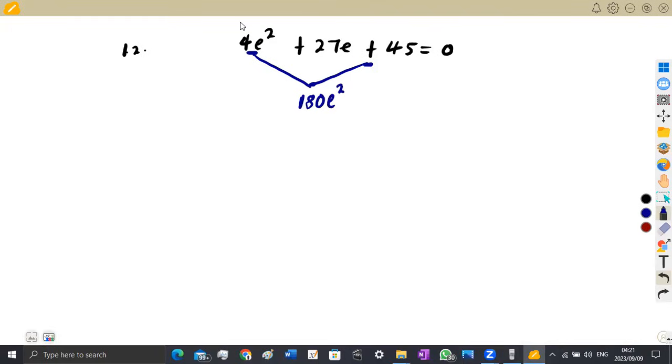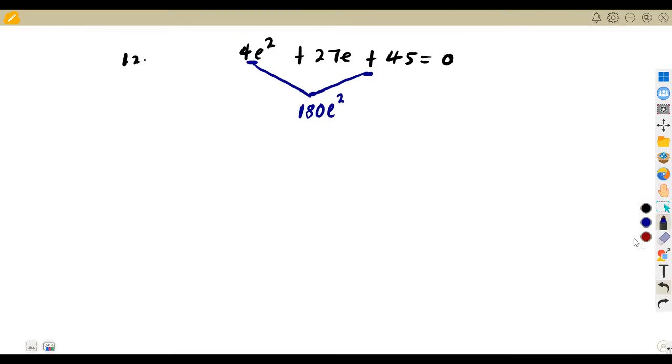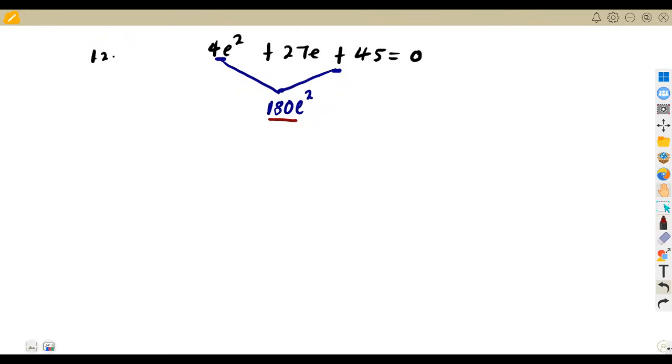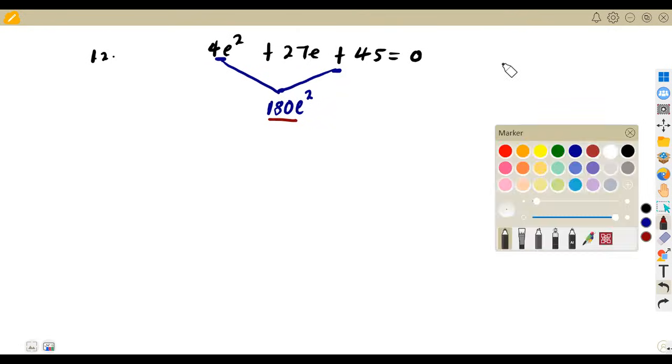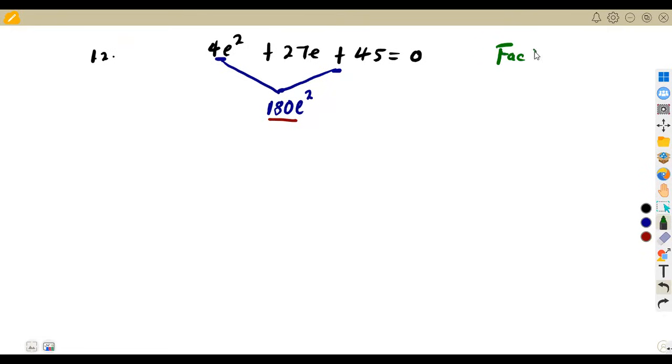So the question you ask yourself is, what are the factors of this term? You need factors of 180e squared. Take note, the first thing, you work with factors. But these factors should add up to 27e in this case.